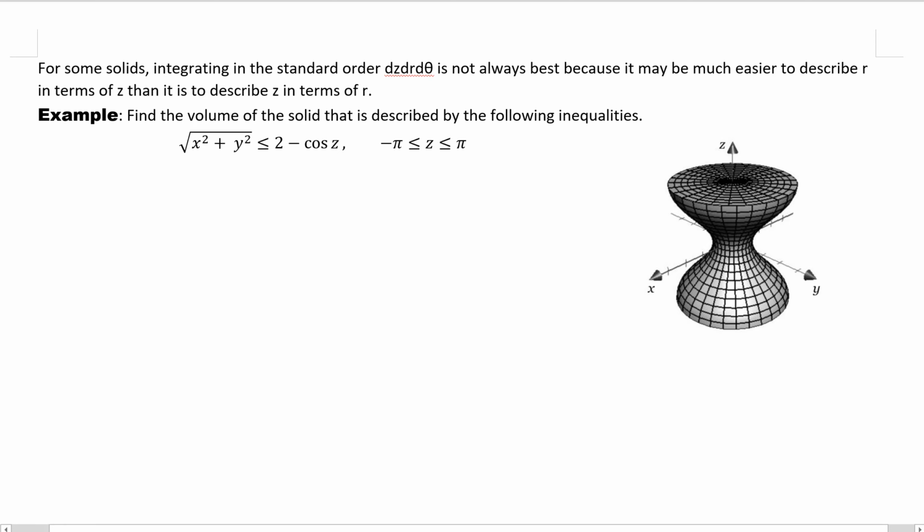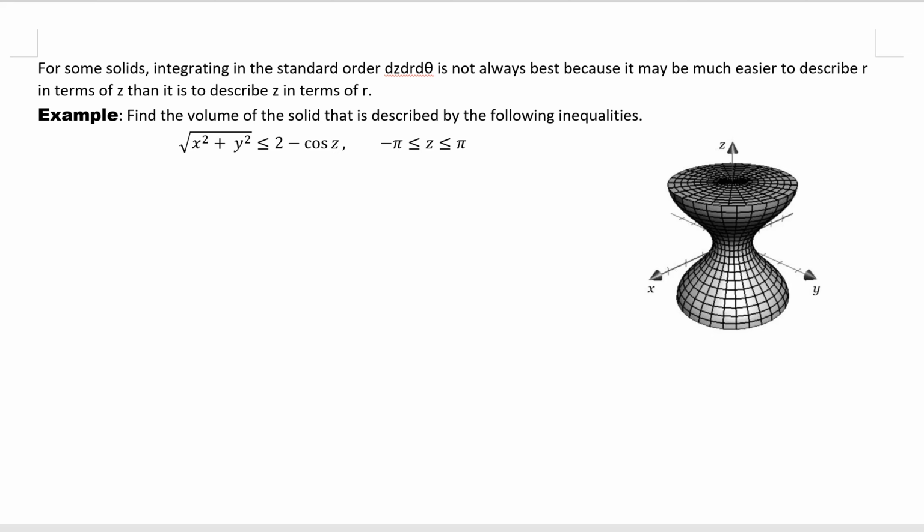Hi everyone, let's continue. In the last two videos we talked about how to set up triple integrals with cylindrical coordinates and spherical coordinates. We also talked about the relationship among those three coordinate systems: rectangular coordinates, also called Cartesian coordinates, cylindrical coordinates, and spherical coordinates.